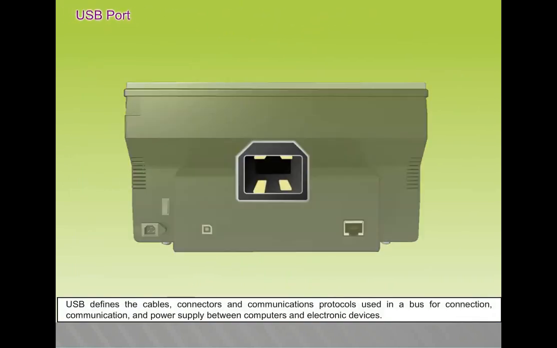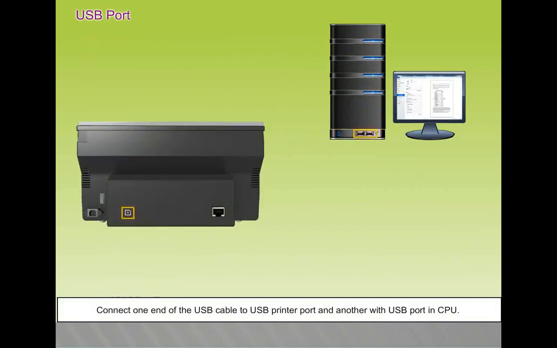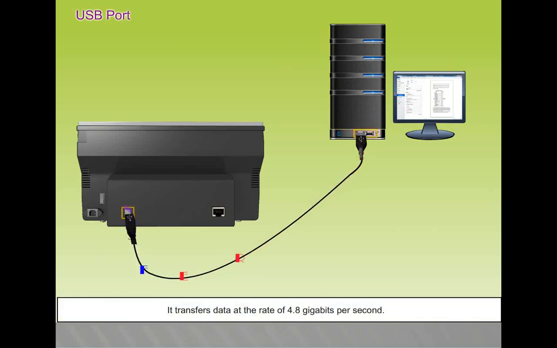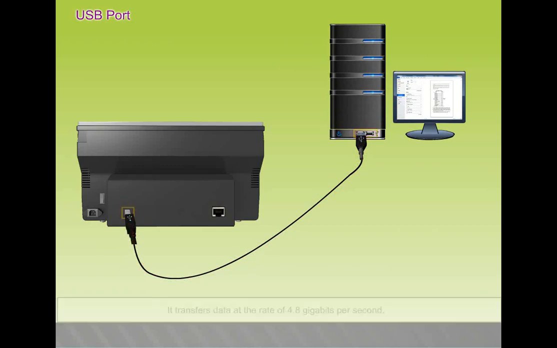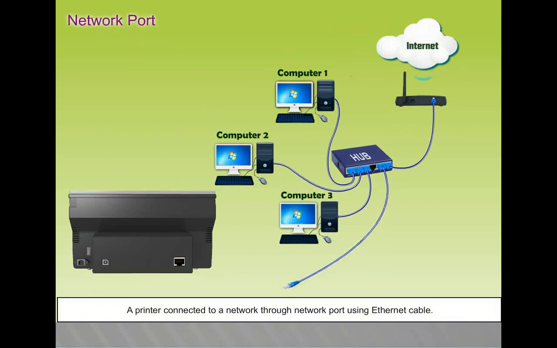USB port. USB defines the cables, connectors, and communications protocols used in a bus for connection, communication, and power supply between computers and electronic devices. Connect one end of the USB cable to USB printer port and another with a USB port in CPU. It transfers data at the rate of 4.8 gigabits per second. Network port. A printer connected to a network through network port using Ethernet cable.